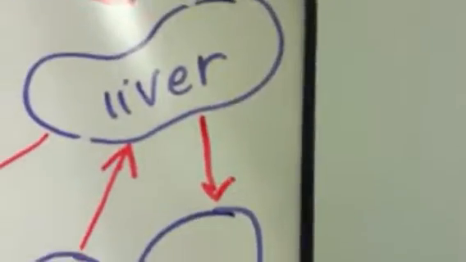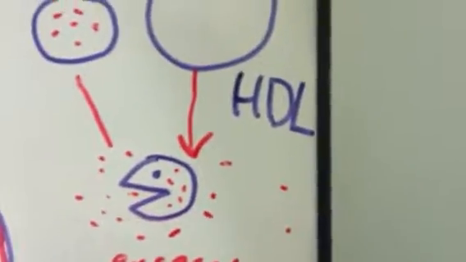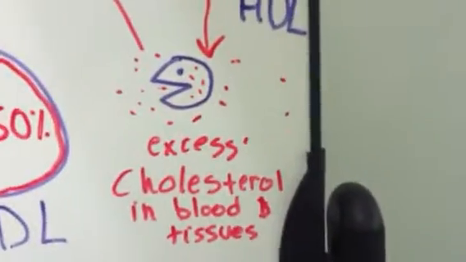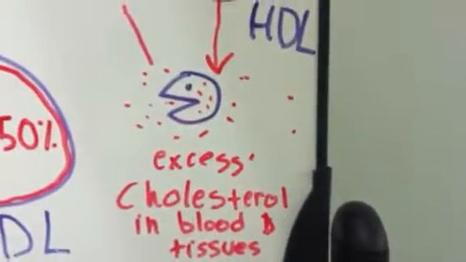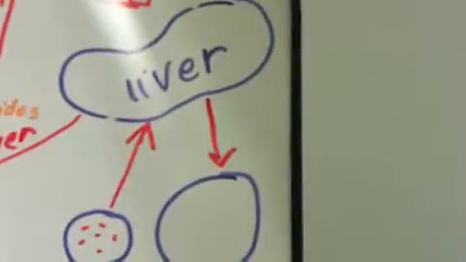It's only synthesized by the liver, right? And you can think of it as kind of a little Pac-Man. It's just going to go around the body picking up excess cholesterol in blood and tissues. And then it's going to take that cholesterol back to the liver. And then that cholesterol that's deposited in the liver by HDL gets turned into bile acid that is secreted. And that's the only way that cholesterol is secreted by the body and actually leaves the body.